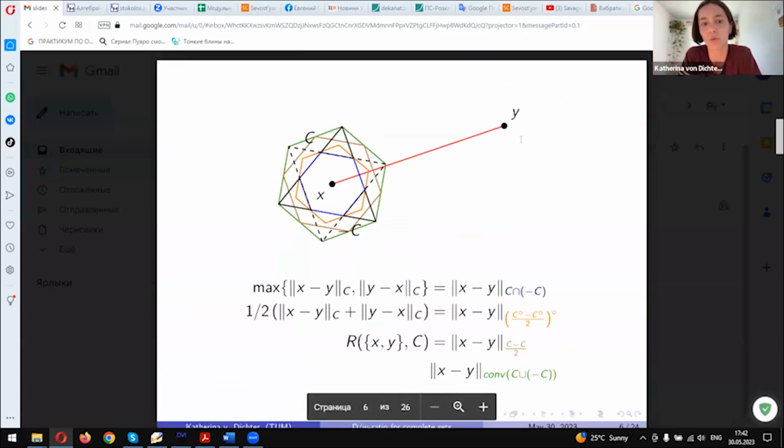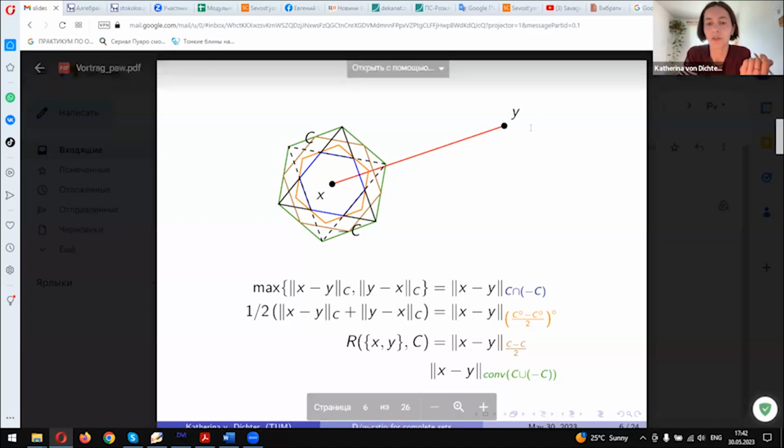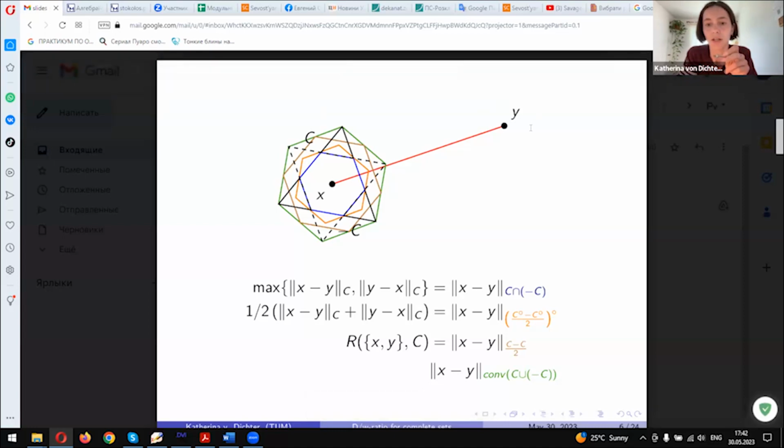And here you can see which symmetrizations we are taking care of. So we take the distance from X to Y, from Y to X, and just average them. The natural average is taking the maximum of the two distances. One can see that this is actually a norm of X minus Y with a unit ball C intersected with minus C, which we call the minimum of the set C and minus C. On the picture, this is the blue hexagon.